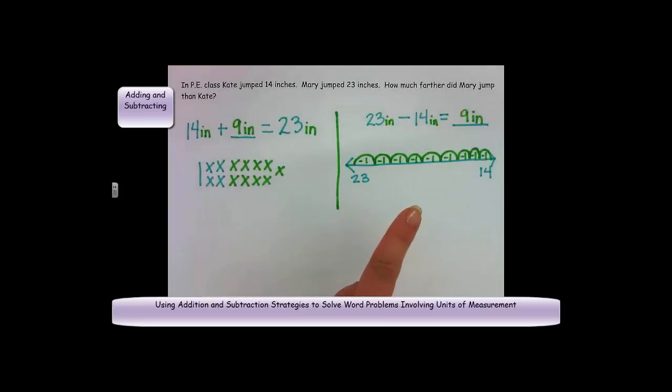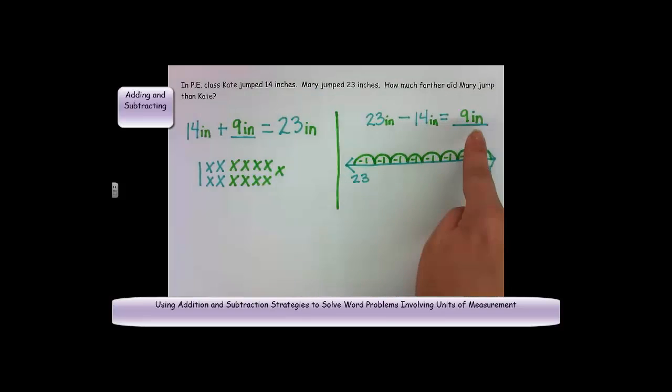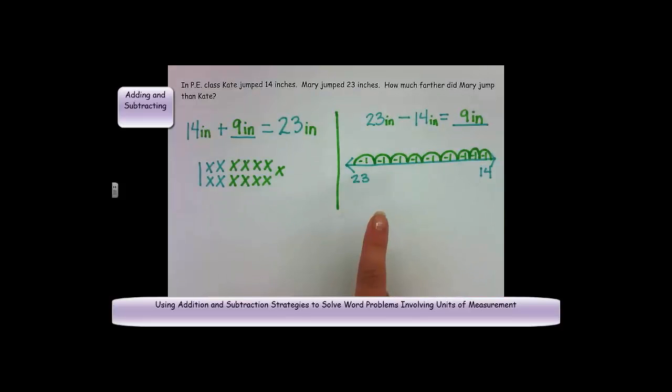Over here, my equation is 23 minus 14. I'm subtracting here because I know that Mary jumped 23 inches, and if I subtract the 14 inches that Kate jumped, that will give me the difference. I'm using a number line. I started at 23. I moved back to 14 and counted how far I moved in the units. So I counted back by 1. Mary jumped 9 more inches than Kate.